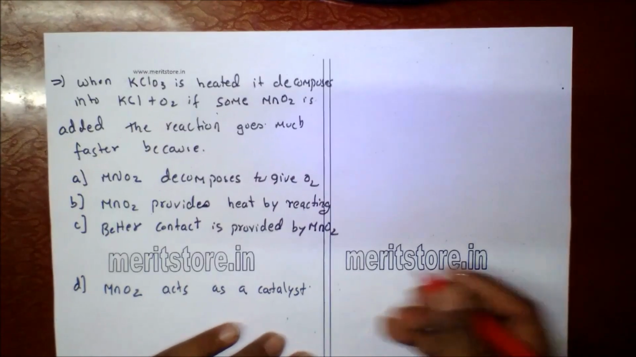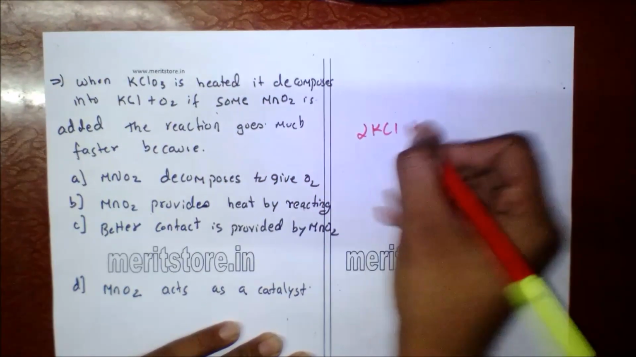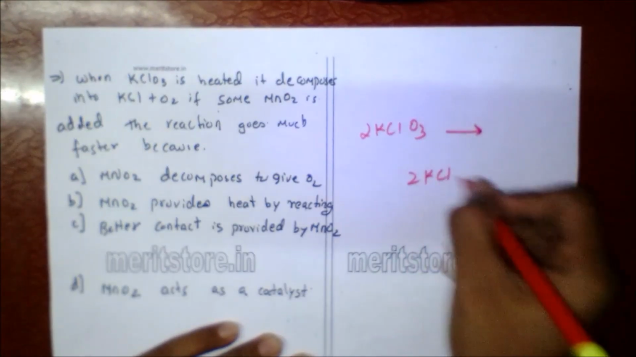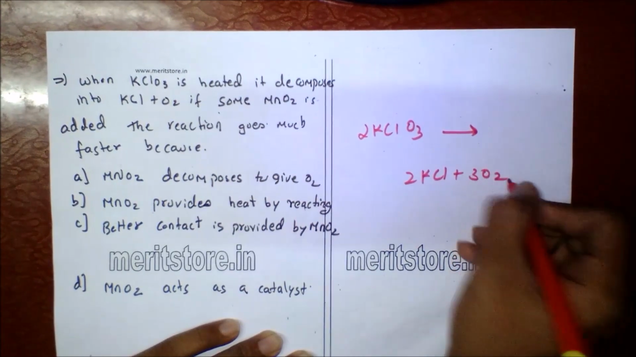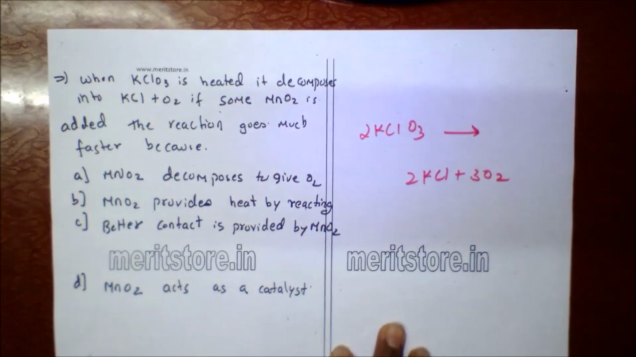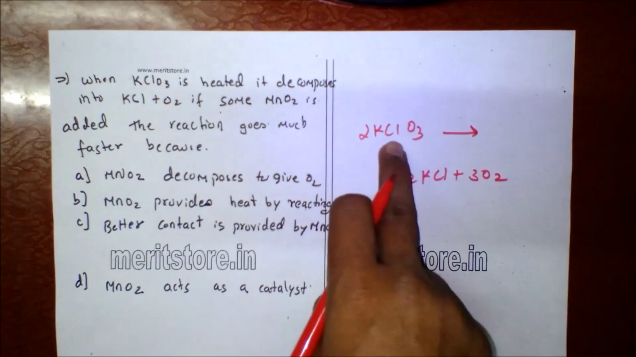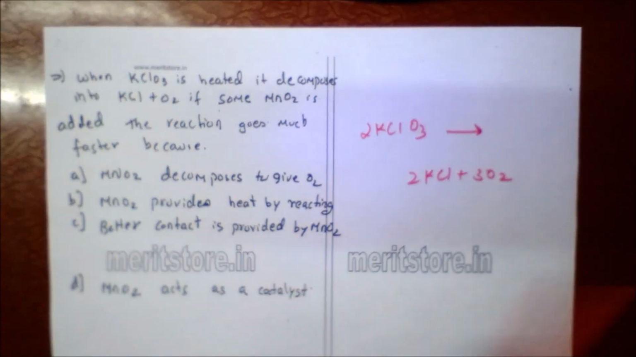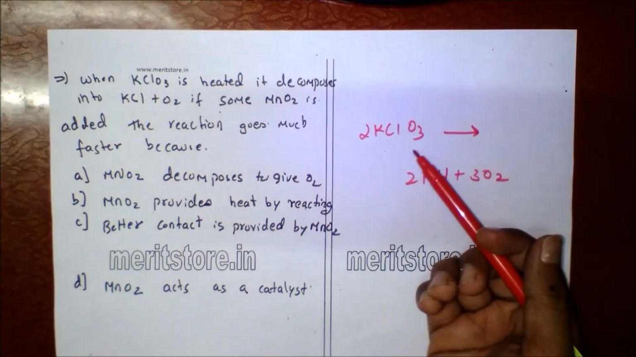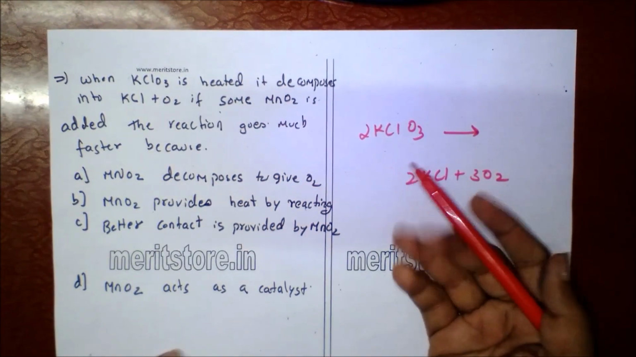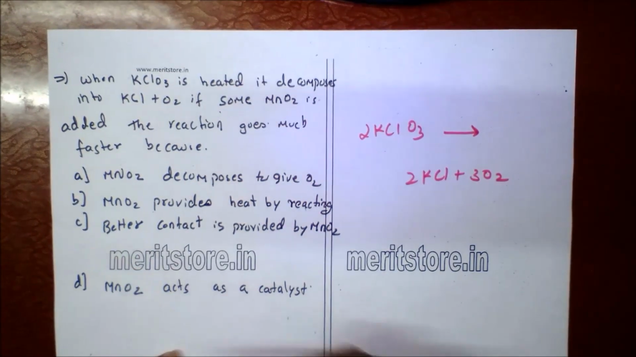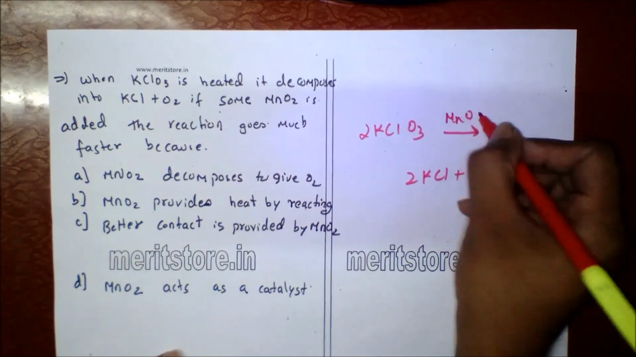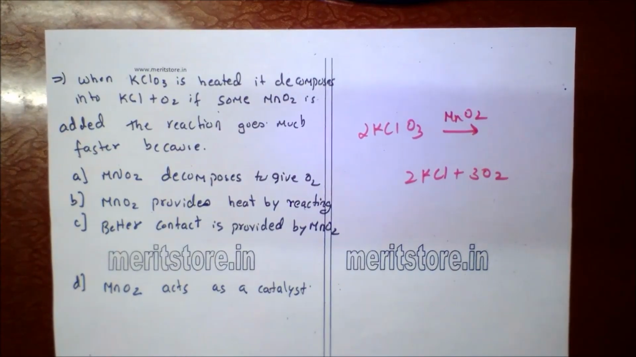Now, the equation is 2KClO3 gives 2KCl plus 3O2. Now, MnO2 does not decompose to give O2. Rather, KClO3 decomposes to give O2. MnO2 does not also provide heat by reacting because it does not react. There is no reaction in this which involves MnO2. The C option is not correct. Therefore, the option D is correct because MnO2 here in this reaction acts as a catalyst. Therefore, the correct answer is option D.